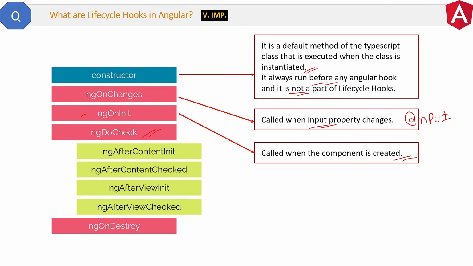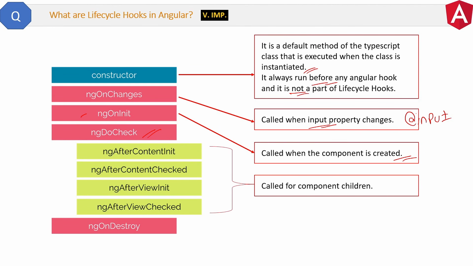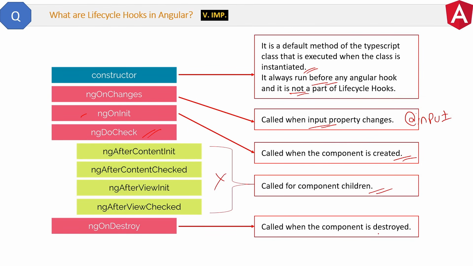After this, we have these 4 hooks which run only for child components, and if a component does not have any child components, then none of them is required. And finally, the last one is ngOnDestroy. This is called when the component is destroyed. So that is the whole quick overview of the hooks. Now in upcoming questions, we will focus on the most important ones.